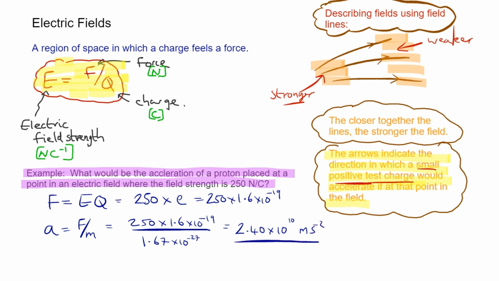Well, that's a massive acceleration, but it really ought to be, because a proton is very, very tiny. So it's going to whiz away real quick and get accelerated off pretty quick in that direction. So those are just the first ideas. So just have a go at the one or two questions before moving on and looking at different types of field in somewhat more depth.